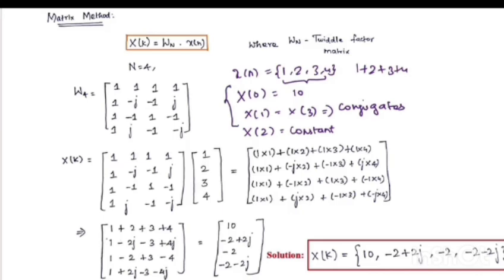You can cross check. So x of 0, that is your first term, will be nothing but the sum of all terms in the sequence, and x of 1 and x of 3 will be your conjugates, that is opposite in sign, and x of 2 is nothing but a constant term. So this is a trick to check your answers.